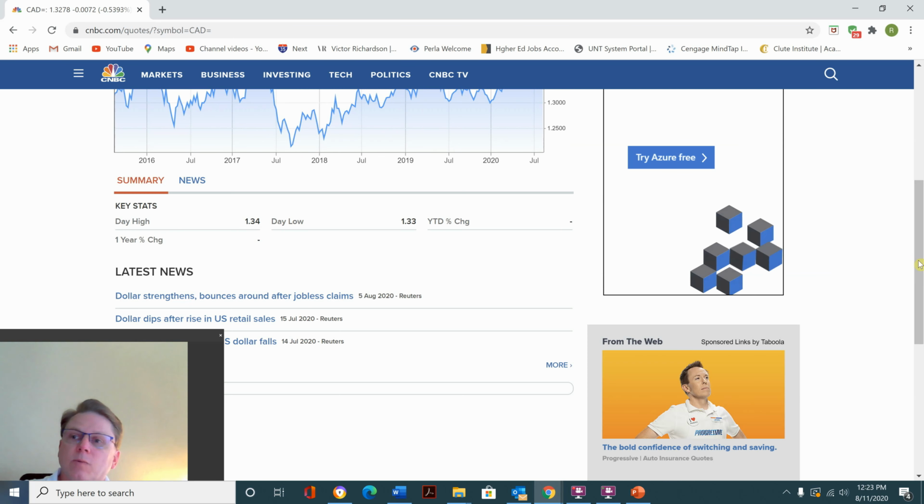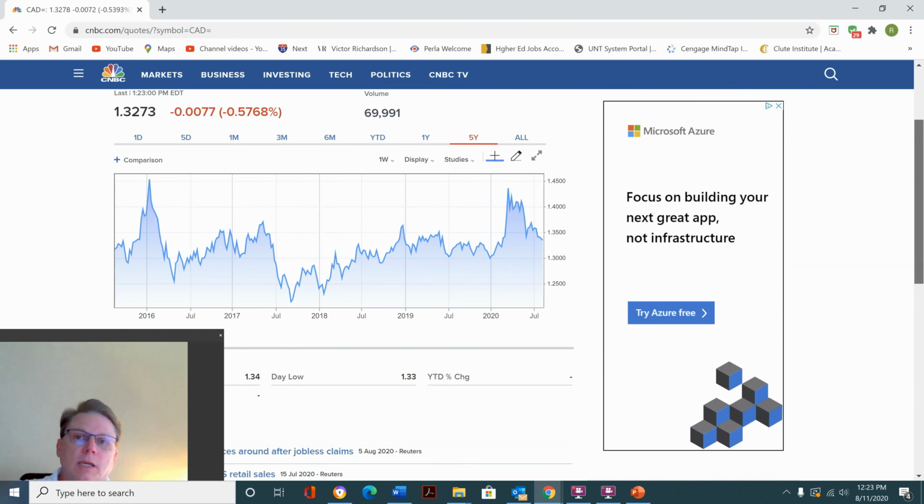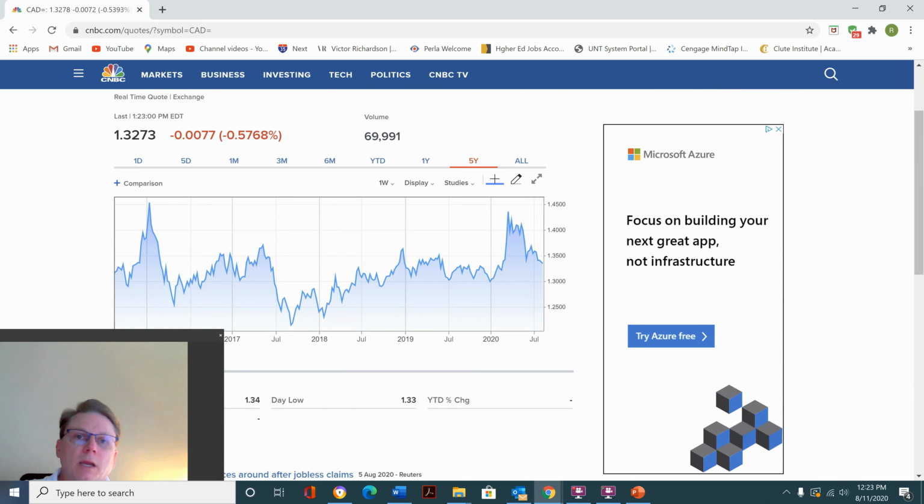Okay? So that's one way of measuring it and seeing if your exports are going to be cheaper or more expensive than the competition within that home country.